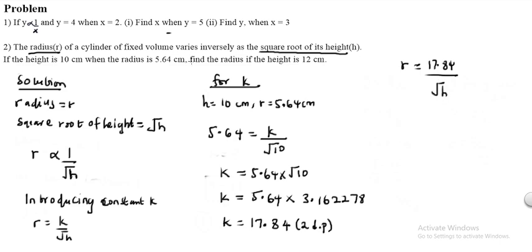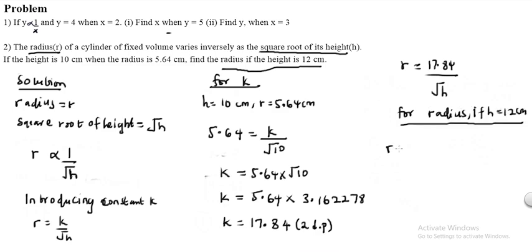Now, from our question, we're actually told to find the radius if the height is 12 centimeters. So the key thing we're looking for is the radius if the height is 12 centimeters. So I'll say for radius, if h is equal to 12 centimeters, I'll bring in this formula. So this formula is simply r is equal to 17.84 divided by square root of, I plug in my 12. If I use a calculator and punch this in, I'll get 5.15 to 2 decimal places. Now remember, r is in centimeters, so this can be written as 5.15 centimeters.